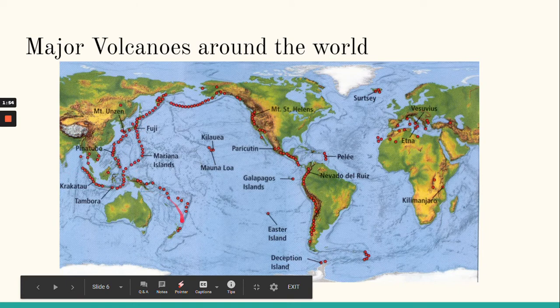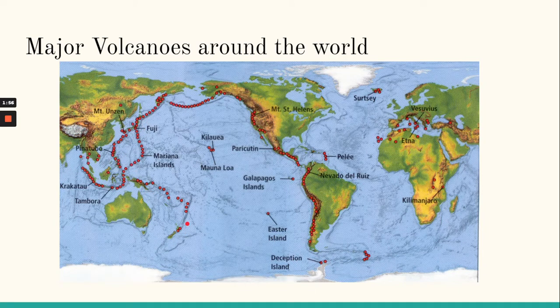Now, in the last lesson, we also discussed divergent plate boundaries at mid-ocean ridges. Those also form volcanoes. However, because they're not at the surface, that's not going to be part of what we're discussing today.